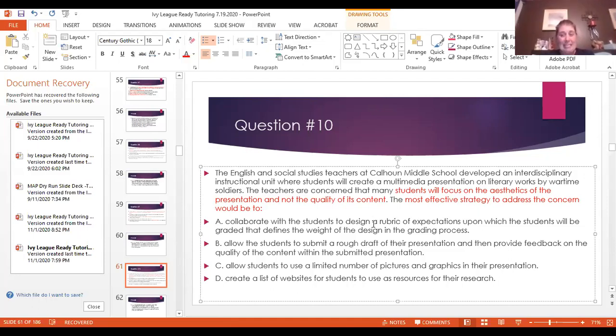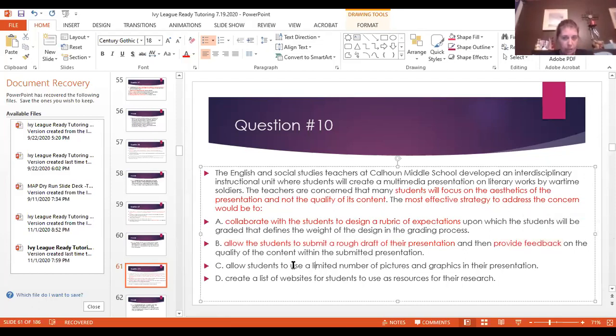Definitely go back and reread. So we have A, collaborate with the students to design a rubric of expectations. That's what stands out to me. Allow the students to submit a rough draft of their presentation. Provide feedback.